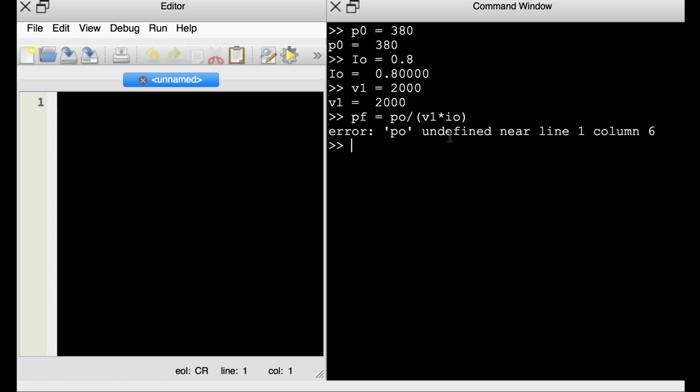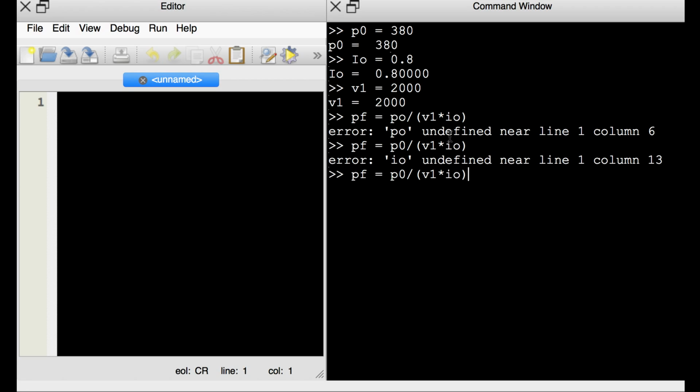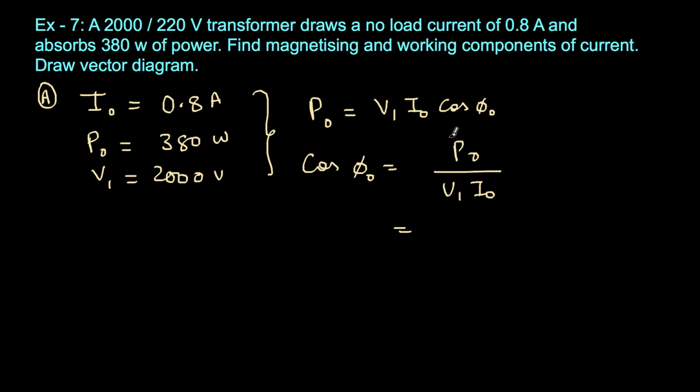So let's see. I think this should be 0. Okay. Sorry for wrong variables. Anyway, so 0.2375 is the power factor. So I have this 0.2375 lagging power factor.